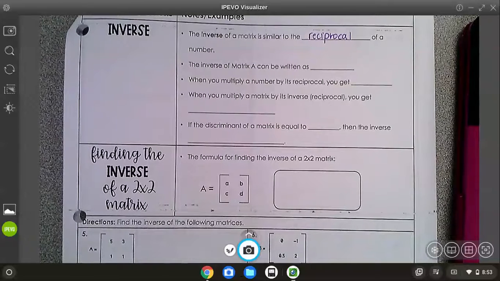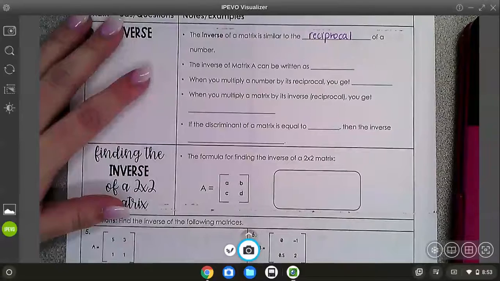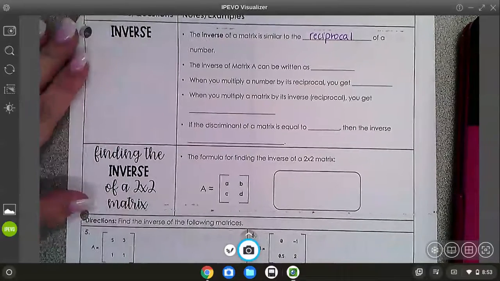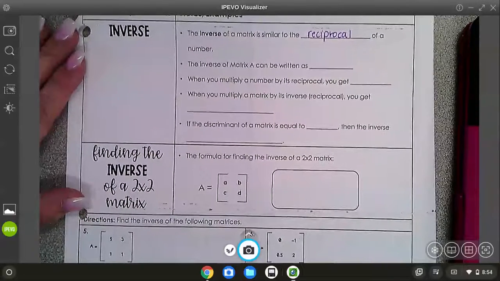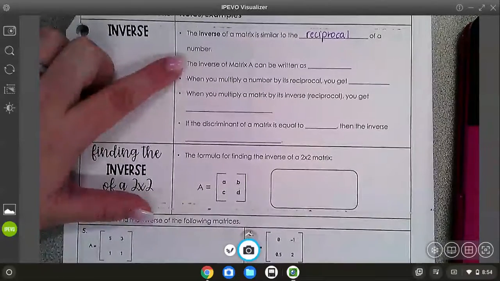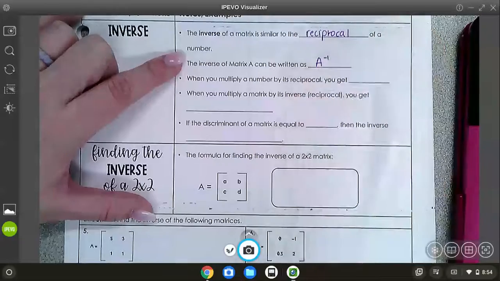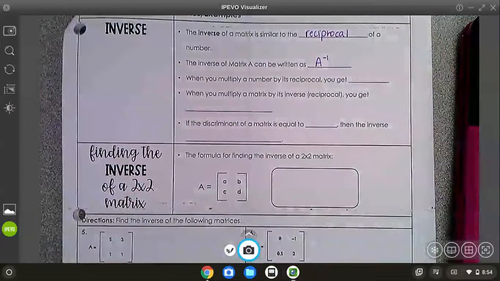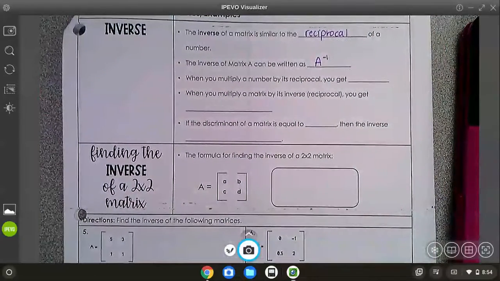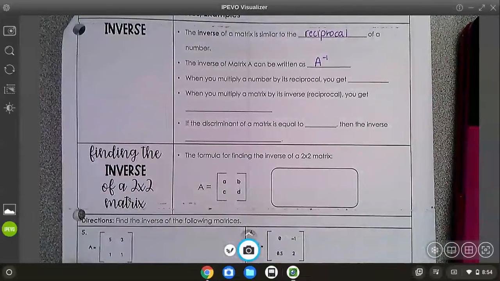So if you have 2x equals 10, to solve that for x, you divide by 2. Well, really what you're doing is multiplying by a half. You're multiplying by the reciprocal. And that helps you solve equations. The inverse, we will use this in our next lesson to solve matrix equations. So the inverse can be written as, if we're doing matrix A, a -1 exponent. Anytime you see a -1 exponent, that means inverse of anything.